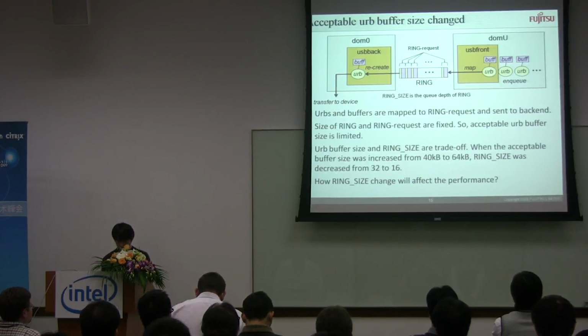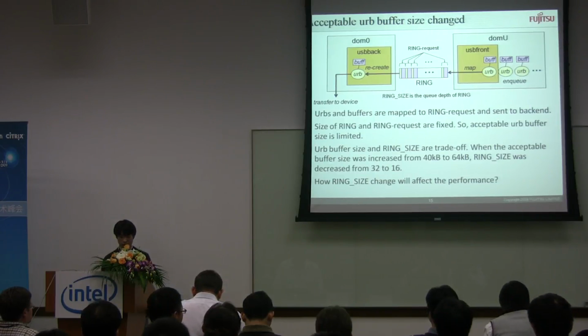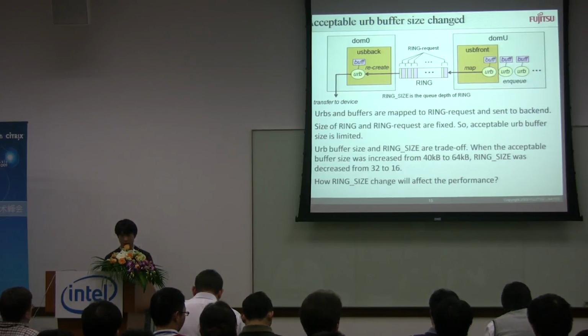So, changing from the first release to the second release, ring size was decreased from 32 to 16. If ring size is decreased, the transfer is likely to run short of ring buffer, called the ring full condition. How does this affect the performance?